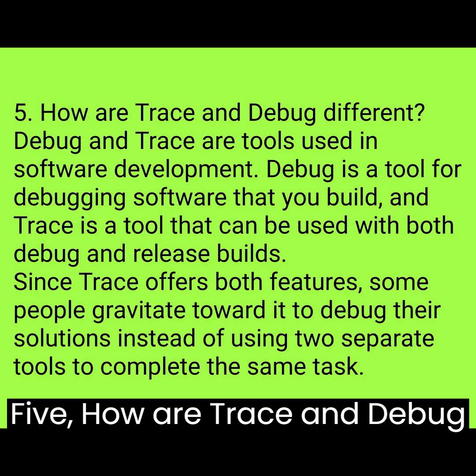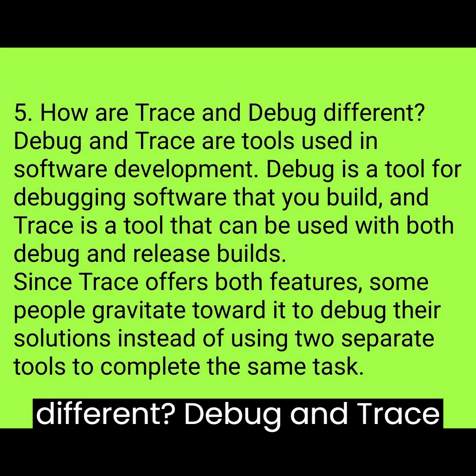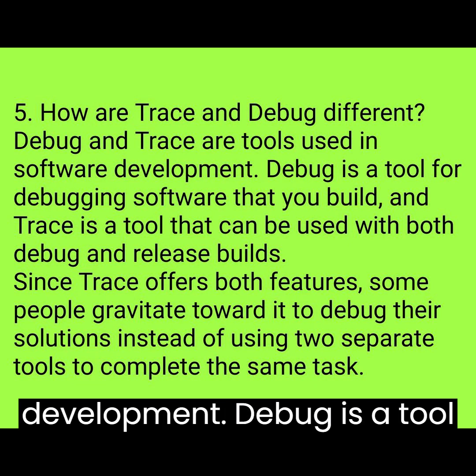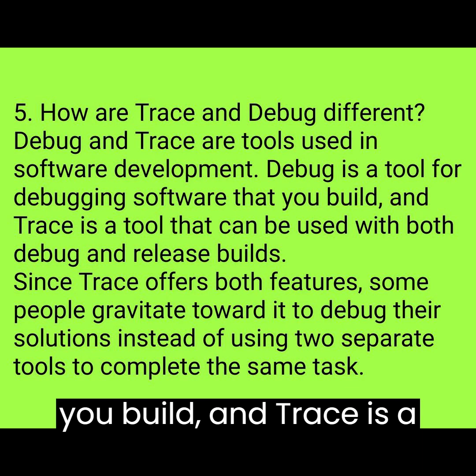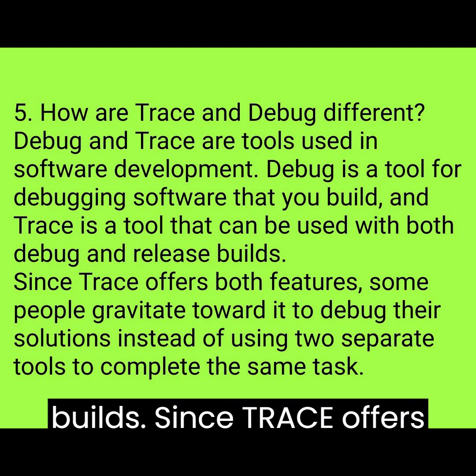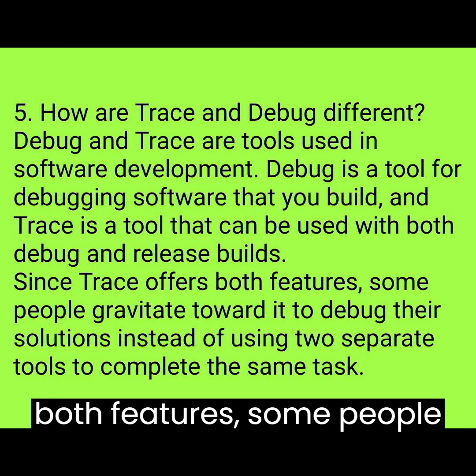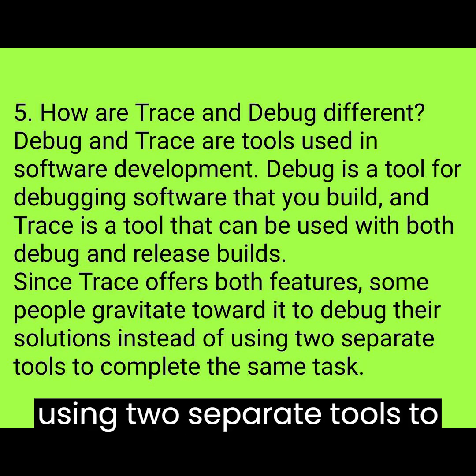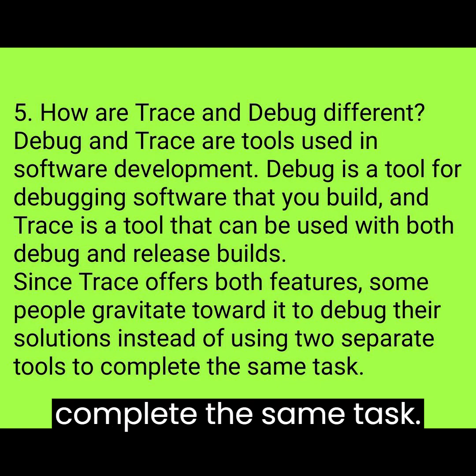5. How are Trace and Debug different? Debug and Trace are tools used in software development. Debug is a tool for debugging software that you build, and Trace is a tool that can be used with both debug and release builds. Since Trace offers both features, some people gravitate toward it to debug their solutions instead of using two separate tools to complete the same task.